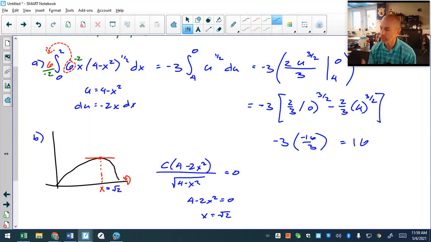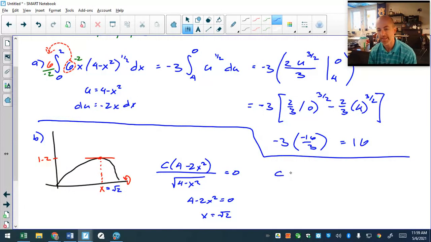Then they tell you that the radius is 1.2. So this distance is 1.2. And so now I've got to figure out when x is square root of 2, we need the function to equal 1.2. Yeah, we don't have a calculator.